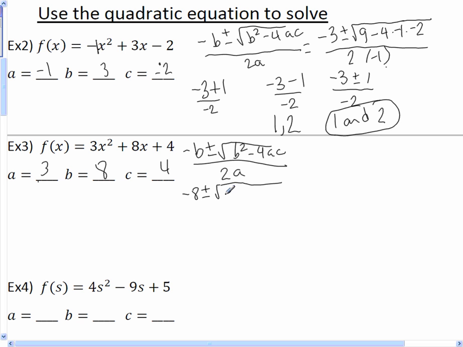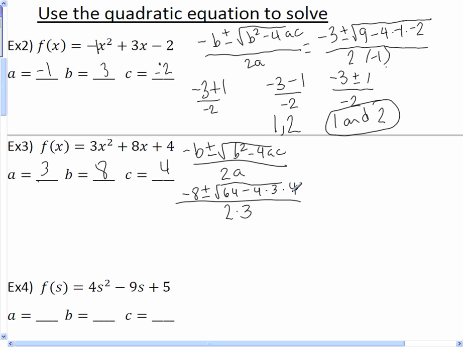The square root of what? B squared, which is 64, minus 4 times 3 times 4. All of that over 2 times 3. All right? Okay, so let's do the math.